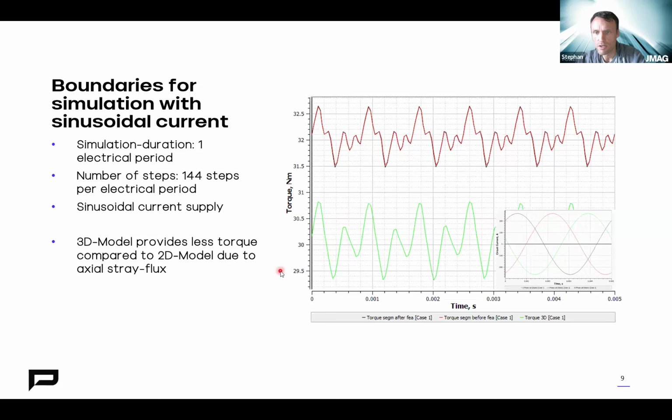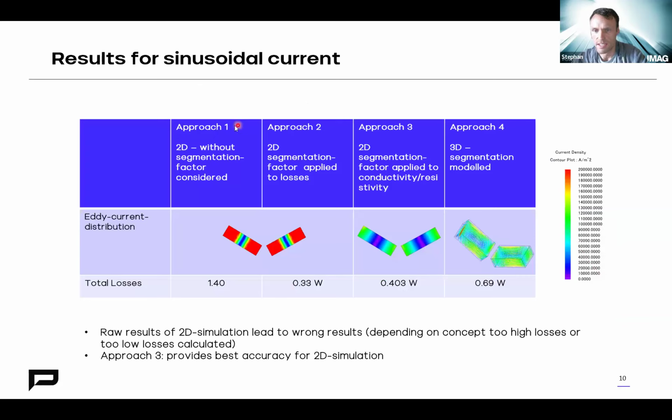Now let's come to the eddy current loss with sinusoidal current supply. Now we can see a table where in each column we can find the approaches defined. Approach 4 is the result of the 3D model, and this gives roughly 0.7 watt as a reference. Please don't forget, it's a very small number, but we have to multiply it with the length of the machine and the periodicity of the motor. So this is just a value for a small part of the motor.